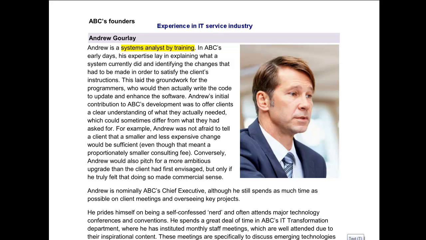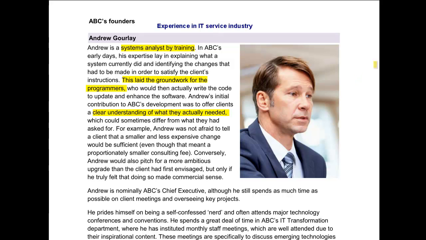Then it goes on to say that in the early days of the company, his expertise lay in assessing the changes needed to a client system, identifying the current system they had, and passing this information on to the coders who would then update on his recommendations. This is all contained in this section here. So he was very instrumental in the initial operations of the organization. But what is interesting here is it goes on to talk about how he clearly communicated to customers about what they needed.